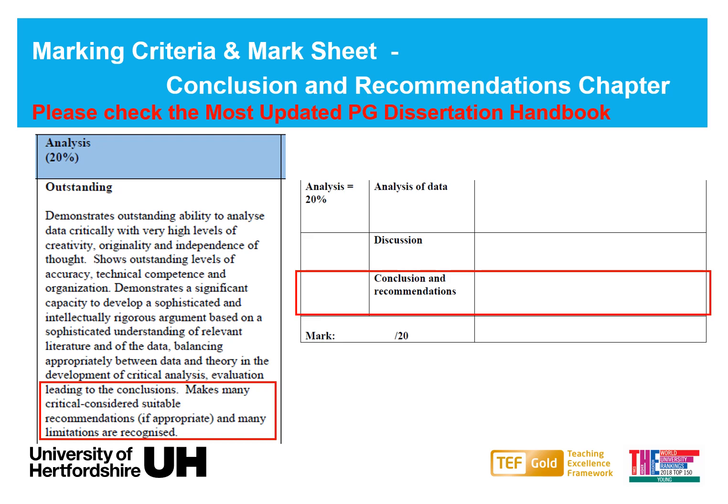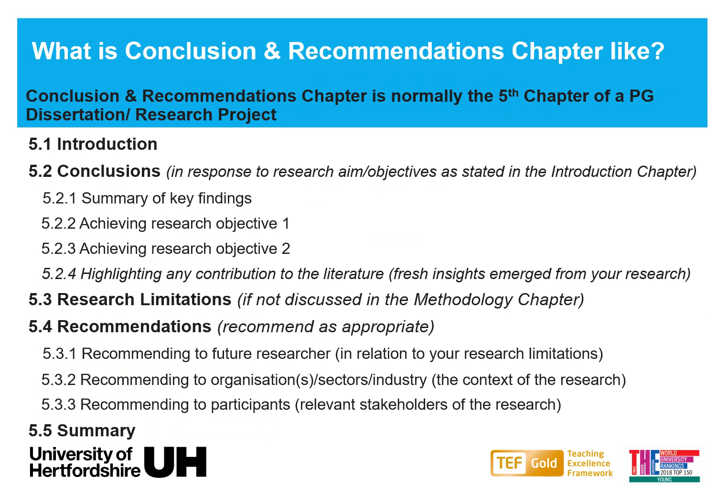So the marking criteria is quite simple. Obviously, conclusions are led by critical analysis and evaluation from the findings, and recommendations need to be critically considered and suitable to the research, and also limitations need to be recognized as well. Followed by chapter 4, findings and analysis chapter, it comes to the conclusions and recommendations chapter, which is normally the 5th chapter of a postgraduate dissertation or research project.